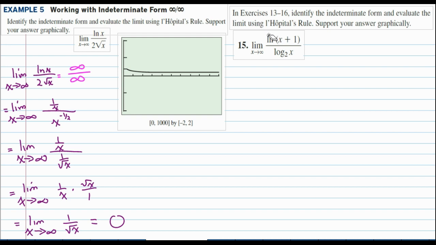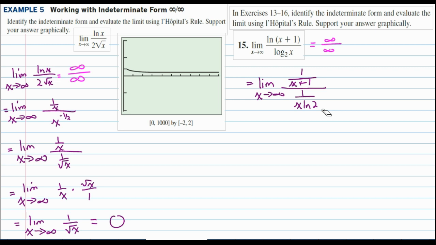Now, the natural log of x plus 1, which is just the natural log of x shifted left 1, as x approaches infinity is going to get infinitely large, and so is the log base 2 of x. So I have infinity over infinity as my indeterminate form. So now I can use L'Hopital's rule. The derivative of the natural log of x plus 1 is 1 over x plus 1. The derivative of log base 2 of x is 1 over x times the natural log of 2.